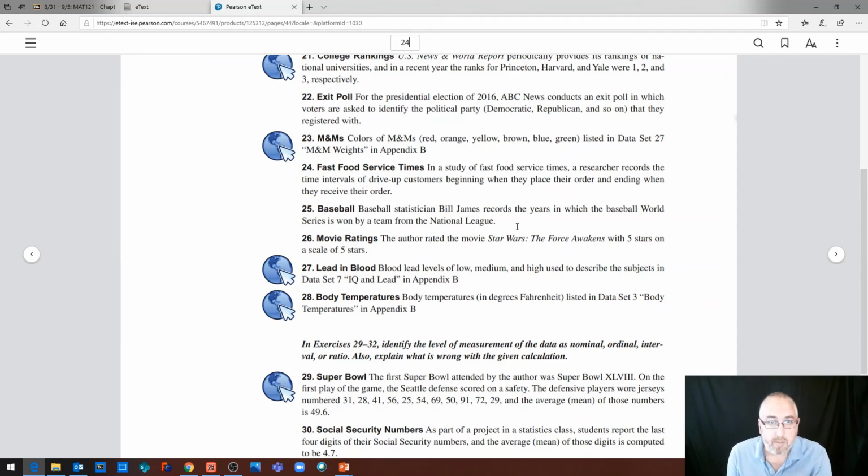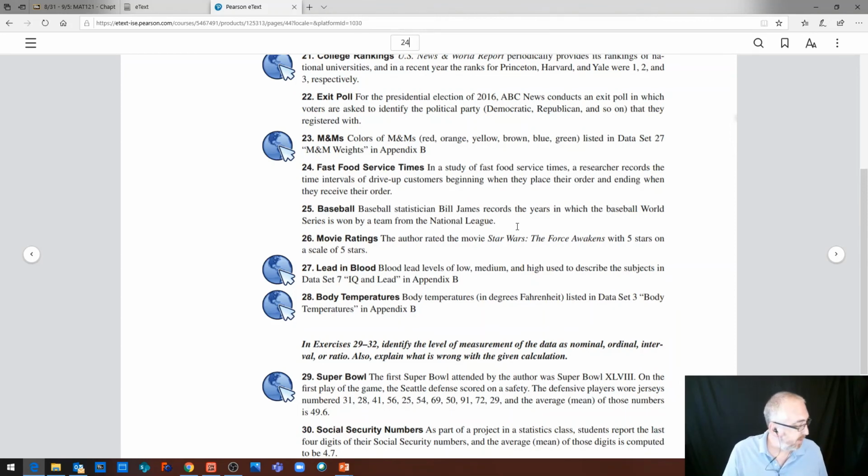All right, let's try number 27. Lead in blood levels of low, medium, and high are used to describe the subjects in data set 7, IQ and lead, appendix B. So low, medium, and high. Well, it's not numbers, so that means it's either nominal or ordinal. So does it make sense to have some order to it, or does it really matter? It probably makes more sense to put them in order, low, medium, and high, or high, medium, and low. So I would say that should be ordinal level of measurement. All right, so hopefully that kind of clarifies the idea behind that.